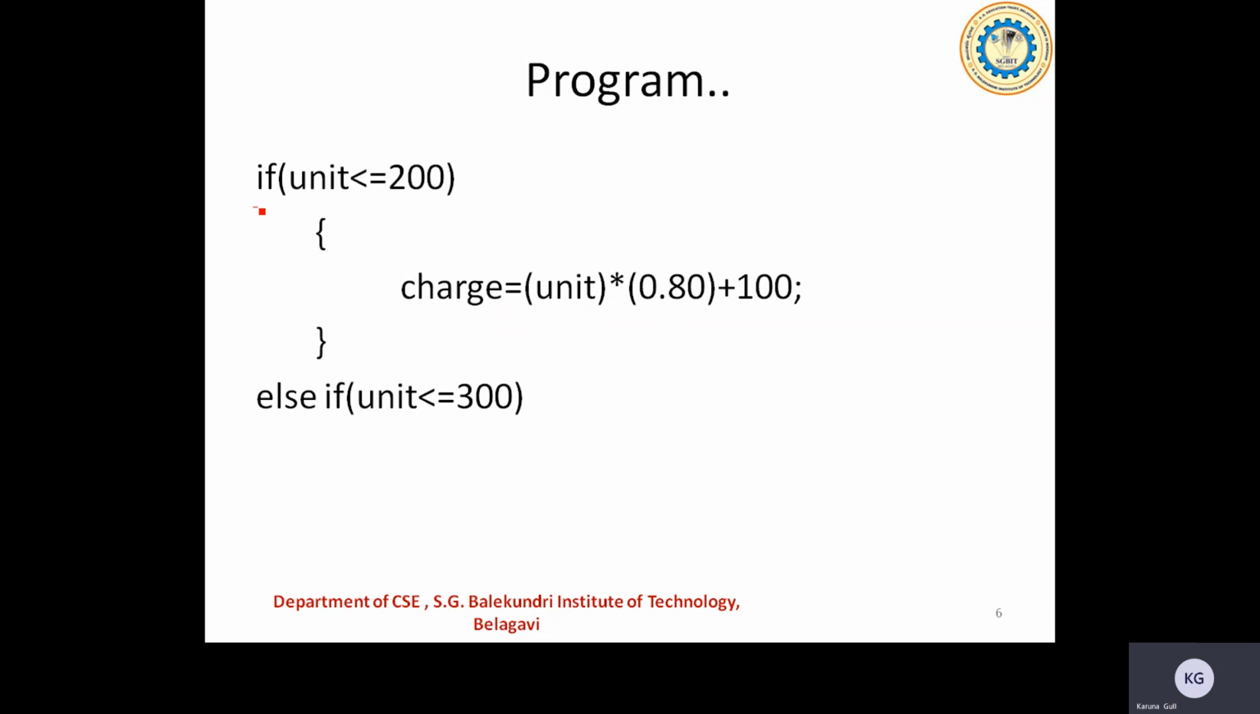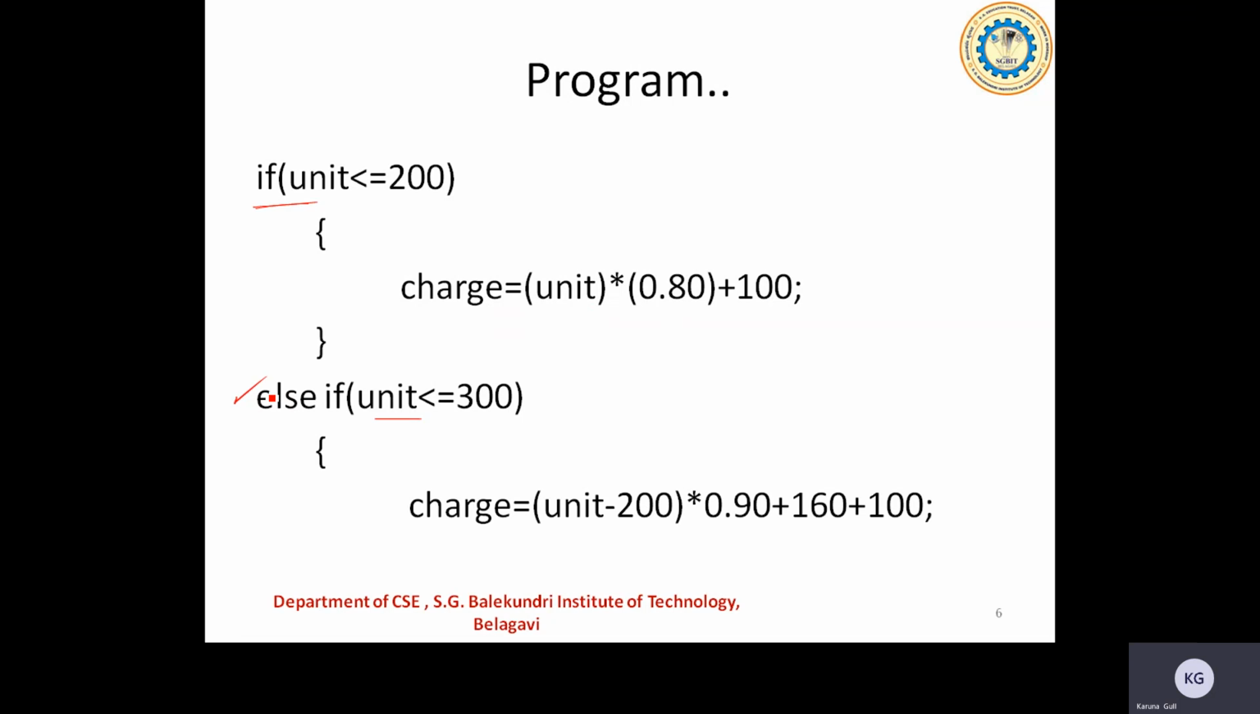Please remember, if this is not true, then only I'll be going ahead with the LCF ladder part here. If this is not true, meaning it is not less than or equal to 200, then it has to be more than 200 units. Then I'll check whether it is less than 300 or what, because I wanted to take only the 100 units more than the 200 units. So that's what I am considering here.